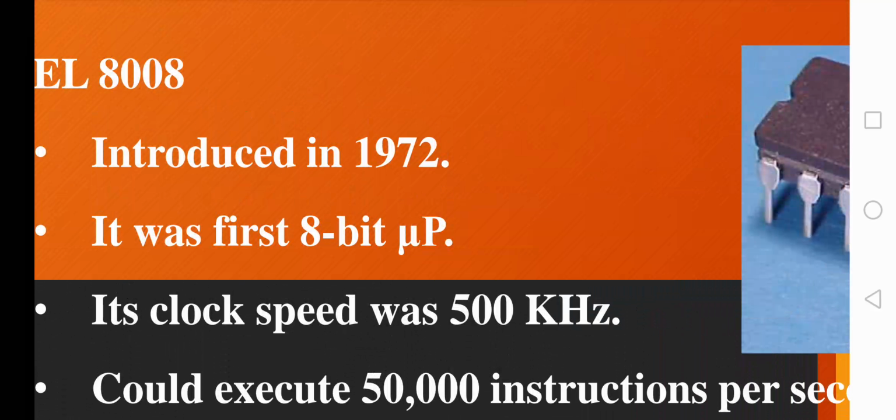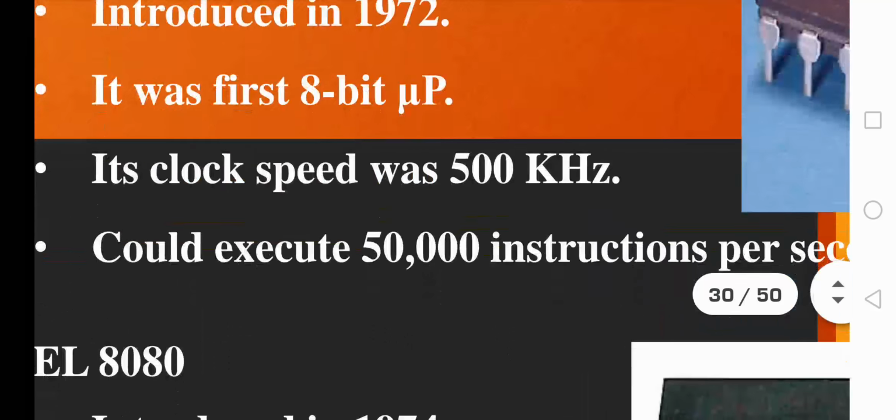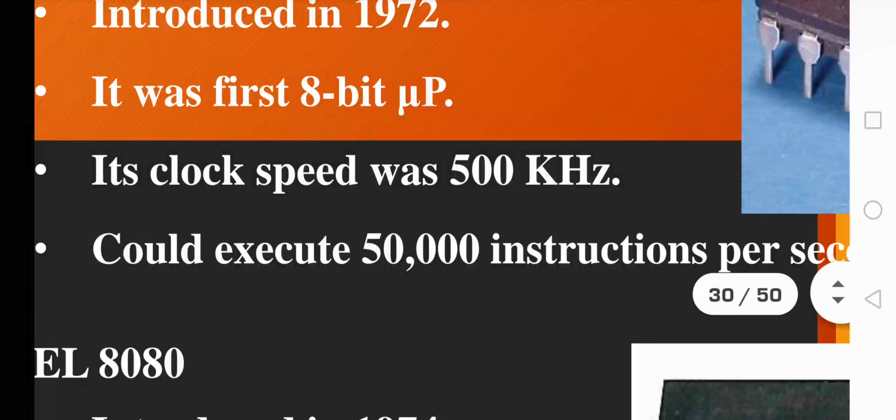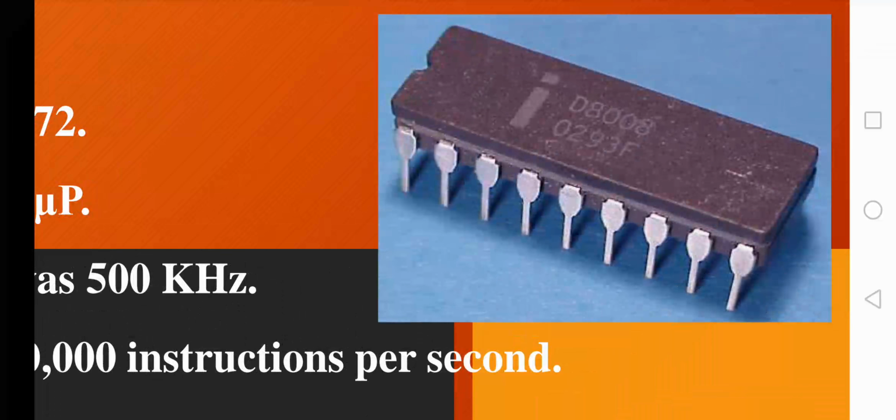Actually it is a very small number of instructions compared with the latest microprocessors. The latest microprocessors are able to execute some millions of instructions per second. As far as those are concerned, the 8008 processor has an execution rate of only 50,000 instructions per second. So this is the 8008 chip.